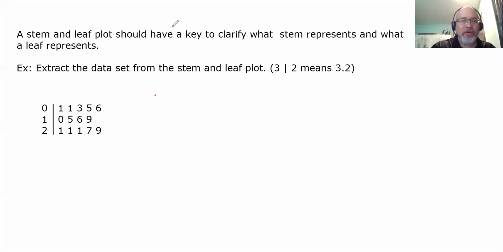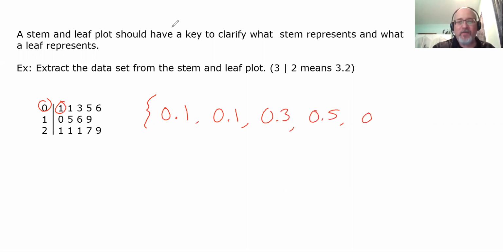We'll open up a set and we'll just go left to right, starting with the first leaf. First leaf is 1, its stem is 0, and according to the key, that is 0.1. Continuing along the first row, the next leaf would be 0.1. The next leaf means 0.3, followed by 0.5 and 0.6. All of these are the leaves on the first row, and according to the key, these are the 5 numbers they represent.